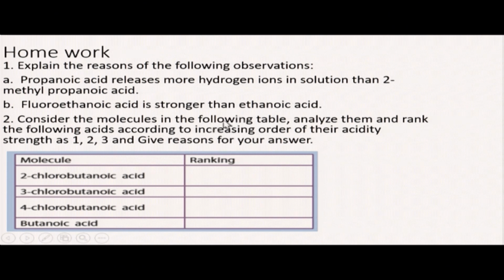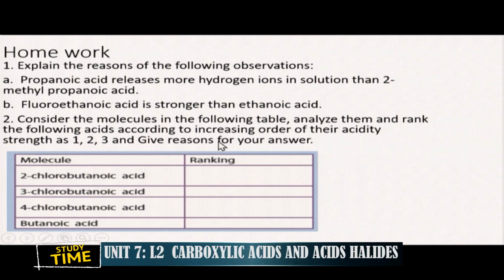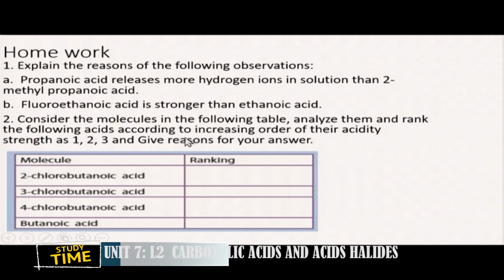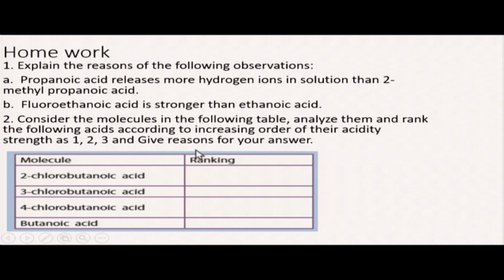Consider the molecules in the following table. Analyze them and rank the following acids according to the order of acidity. The stronger one, you give it number 1, then the next following it, you give it number 2, and so on. Give reasons for your answer. After ranking them in that order, please give a reason for why you have ranked them in that order.